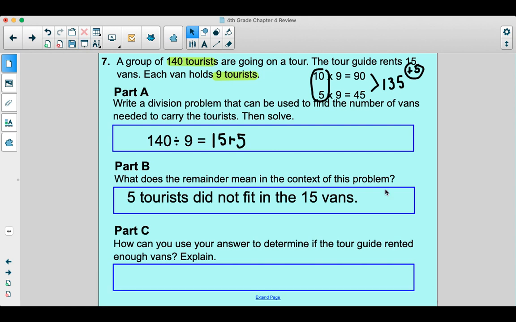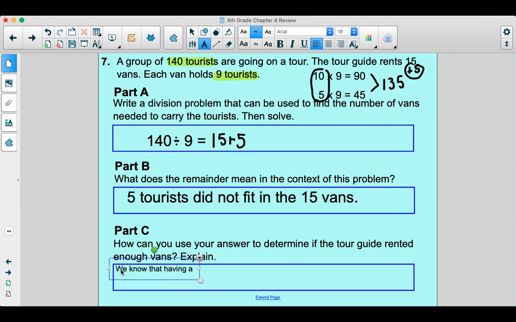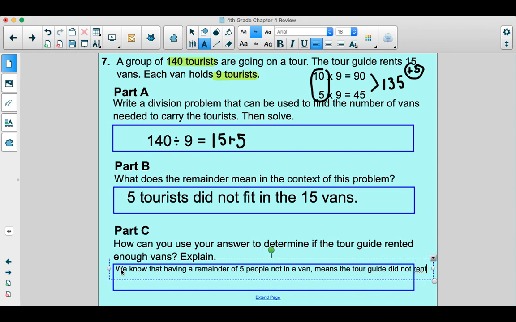Okay, so now it says, how can you use your answer to determine if the tour guide rented enough vans? Explain. Okay, well, we already know that people are crying on the side of the road. So we already know the tour guide messed this one up, right? So we know that having a remainder of 5 people not in a van means the tour guide did not rent enough vans, right? So this tour guide needs to get another van stat.